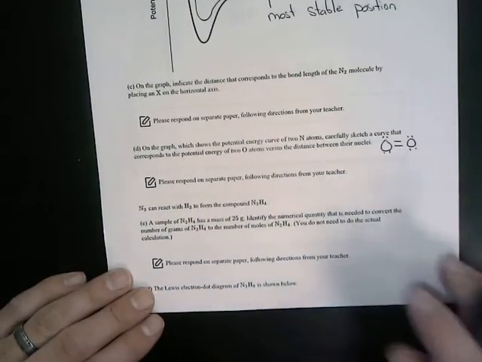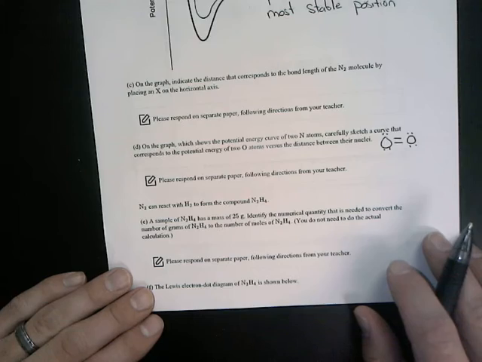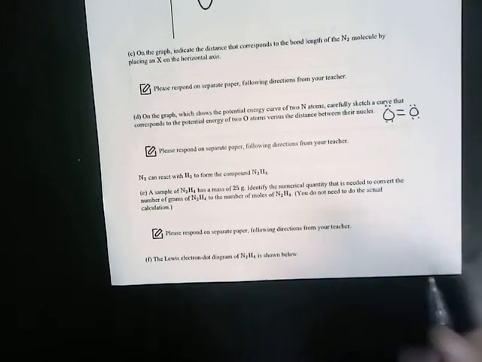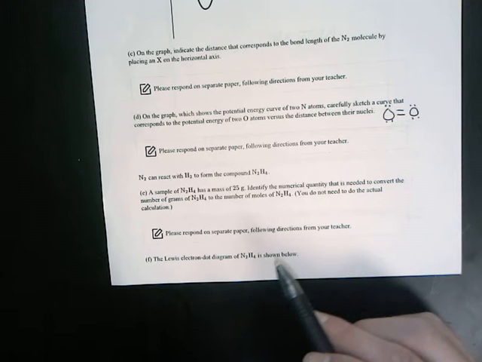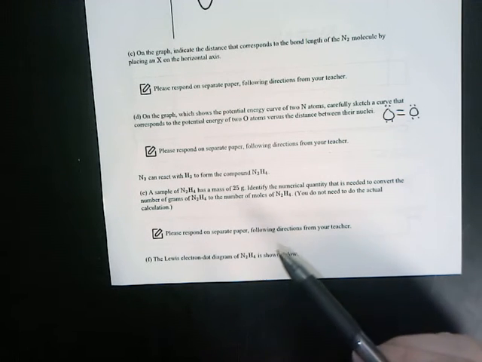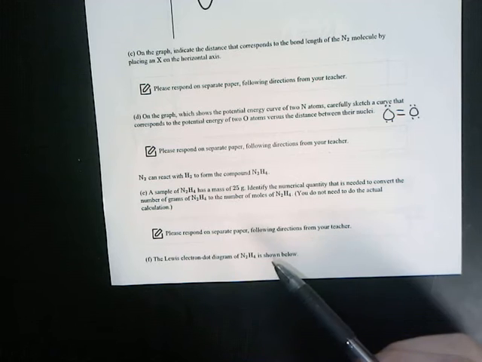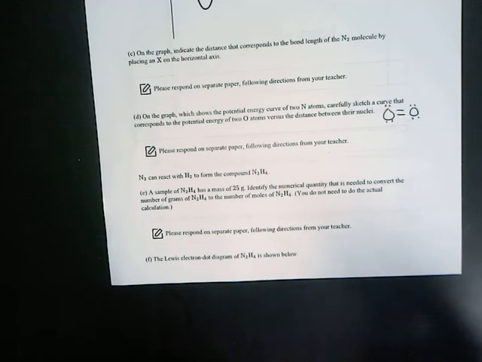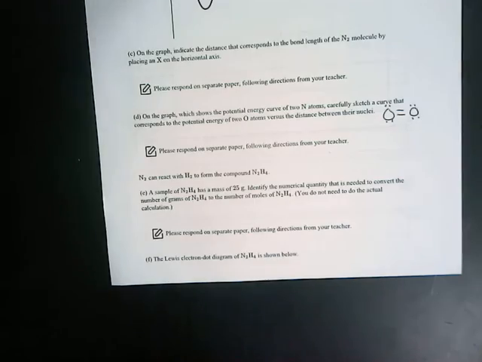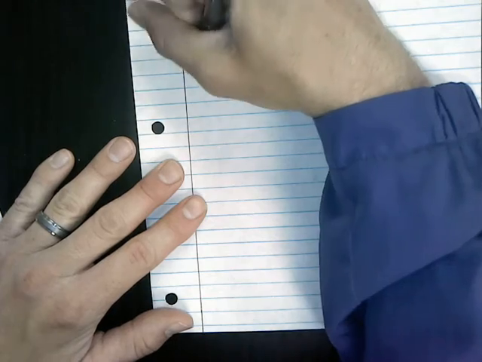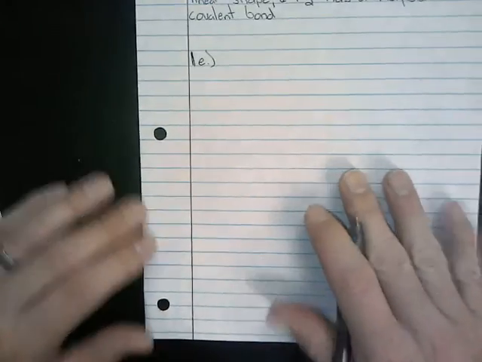So it says a sample of N2H4 has a mass of 25 grams. Identify the numerical quantity that is needed to convert the number of grams of N2H4 to the number of moles. And it says you do not need to do the actual calculation. So for this, I'm going to shift back over to our sheet of paper, but for 1E on this problem, number one, what we're looking for is the molar mass.